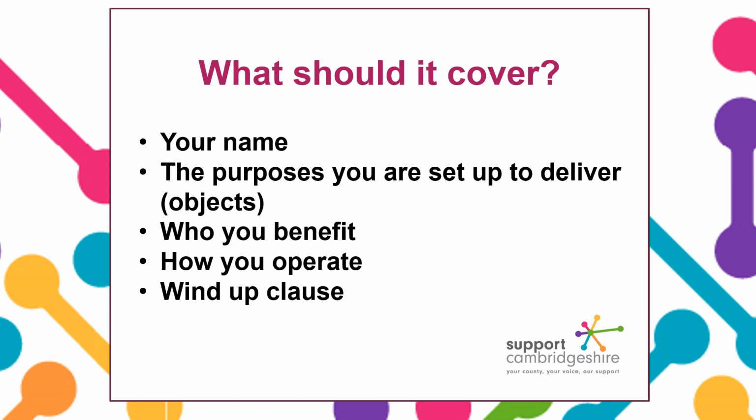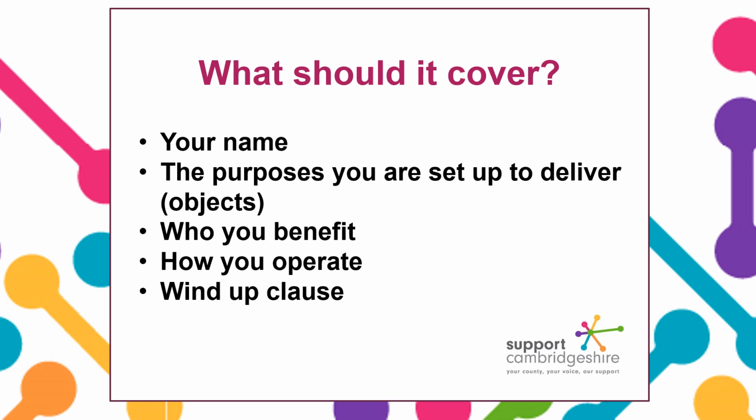A charity governing document should cover a number of things. The name of your charity and any other names it might also be known as, the purposes you're set up to deliver. These are one or more of the 13 charitable purposes outlined in charity law, and they're described as objects when you write them into your document. You can find out more about these in recording 2 of this series.